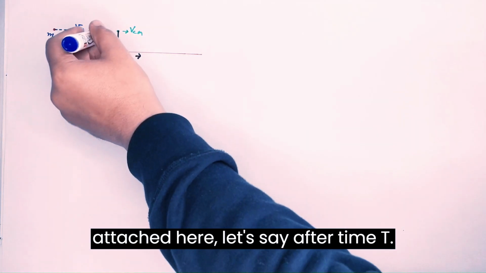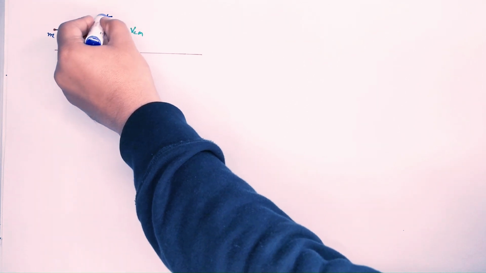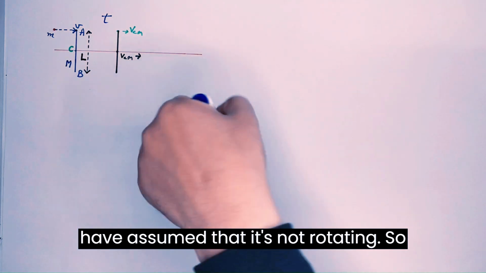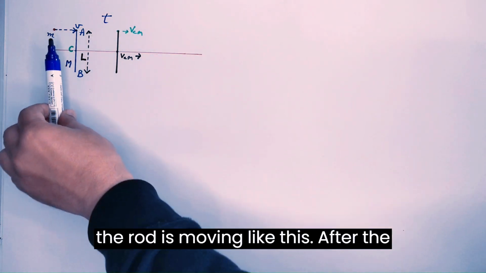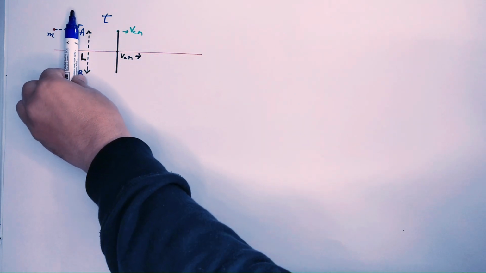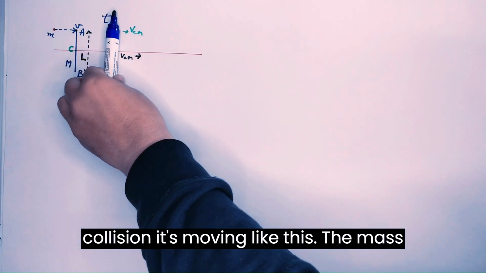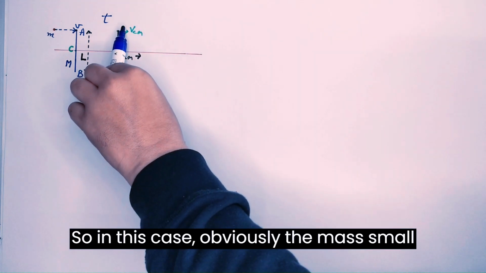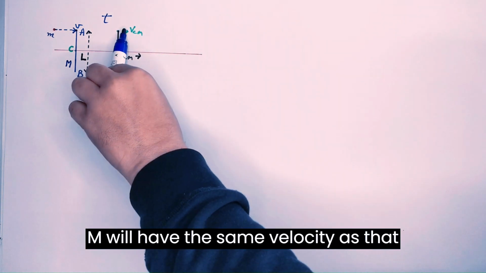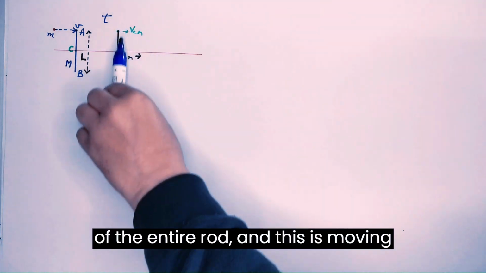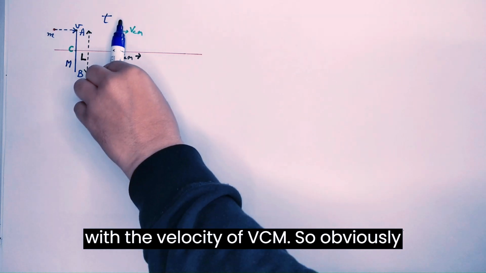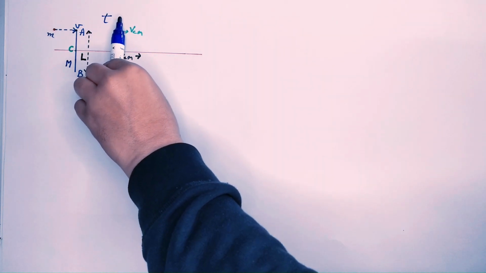Let's say after time t, this rod comes here. We have assumed that it's not rotating, so the rod is moving like this. After the collision, it's moving like this, with the mass m attached here. Okay, no rotation. So in this case, obviously the small mass m will have the same velocity as that of the entire rod, and this is moving with a velocity of VCM.